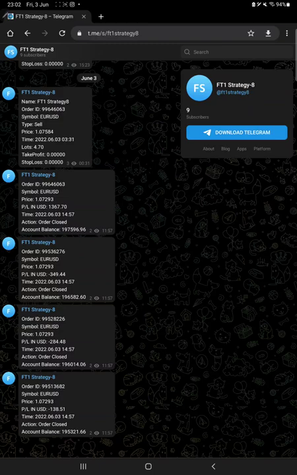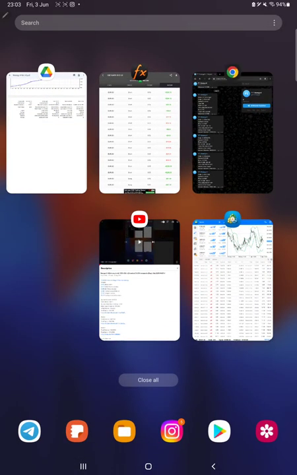We can check all these updates on live Telegram as well. This is a Telegram channel, FT1 strategy 8, and all the trades as per the EURUSD strategy with their order ID we can verify, along with how much profit and loss we have booked with each trade. So all these details you can get on this Telegram channel. If you haven't followed yet, you can follow this channel as well.